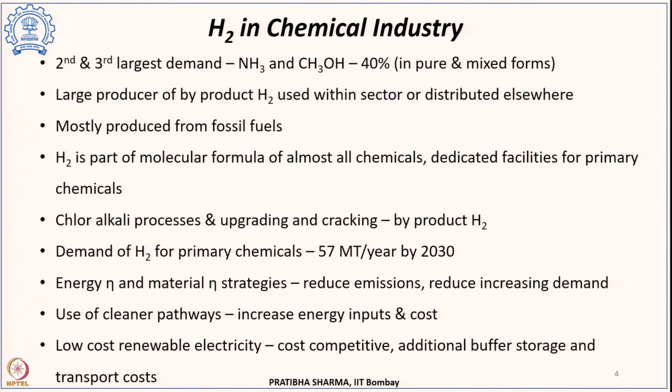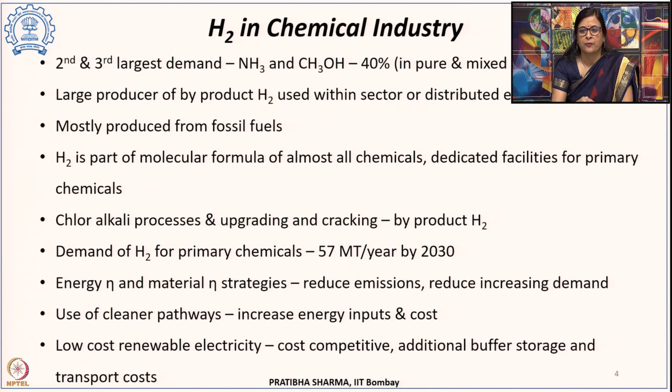This increasing demand will slightly slow down if there is an increase in the energy efficiency and provided the material efficiency strategies are being followed, and at the same time, if there are norms associated with the reduction in the emissions. Now, this supply of hydrogen will be required for producing definitely the primary chemicals and other chemicals, but the possibility to reduce these emissions could be use of cleaner paths. These cleaner paths could be low carbon hydrogen, or carbon capture, use and sequestration, but all these will add up to the energy input as well as cost.